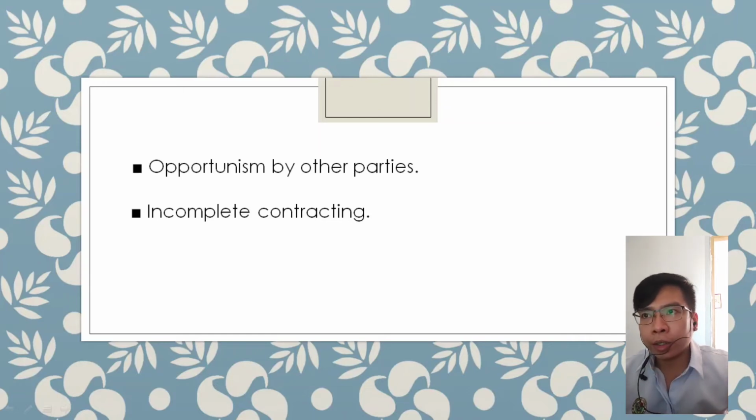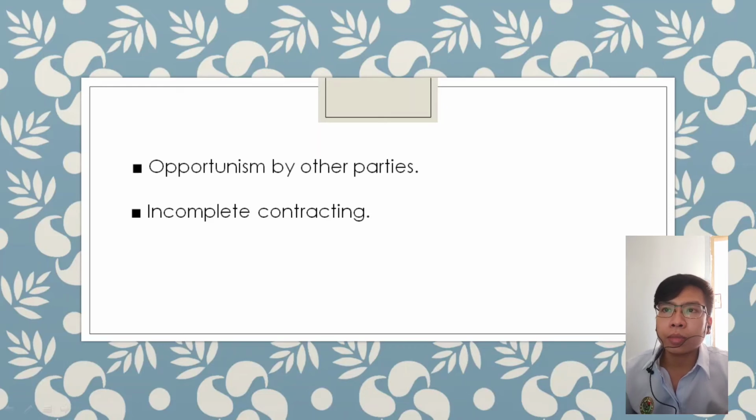Third is incomplete contracting. Although market transactions are based on implicit and explicit contracts, all contracts are incomplete to some extent because not all future contingencies can be anticipated at the time of contracting. It is also difficult to specify expectations or to measure performance and outcomes.